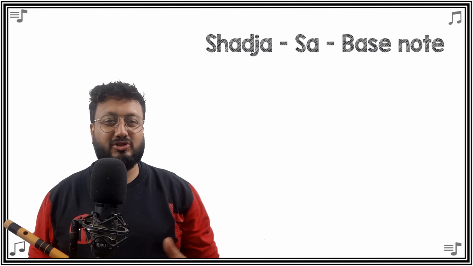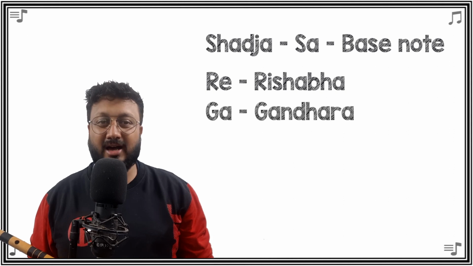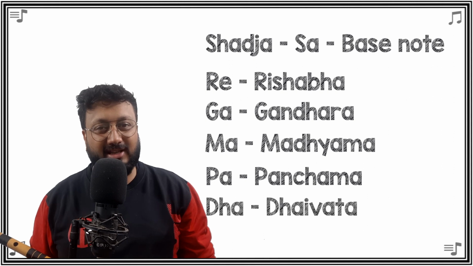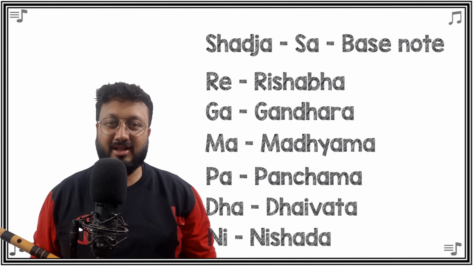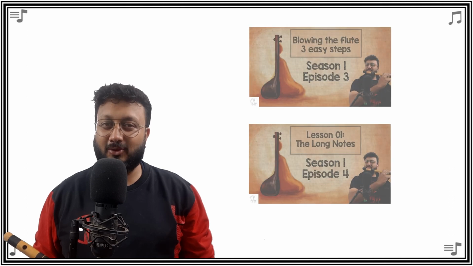for music. The notes are always relative to the first note, which is shuddha or sa. The rest of the notes, which are re, rishabh, ga, gandhar, ma, madhyam, pa, pancham, dha, dhaivat, and finally ni, nishad, are just born from the shuddha. Hence it is called the shat janma or shuddha. More information can be found in episode 3 and 4 of this tutorial series. Link is right here. Now let us come to the topic at hand.